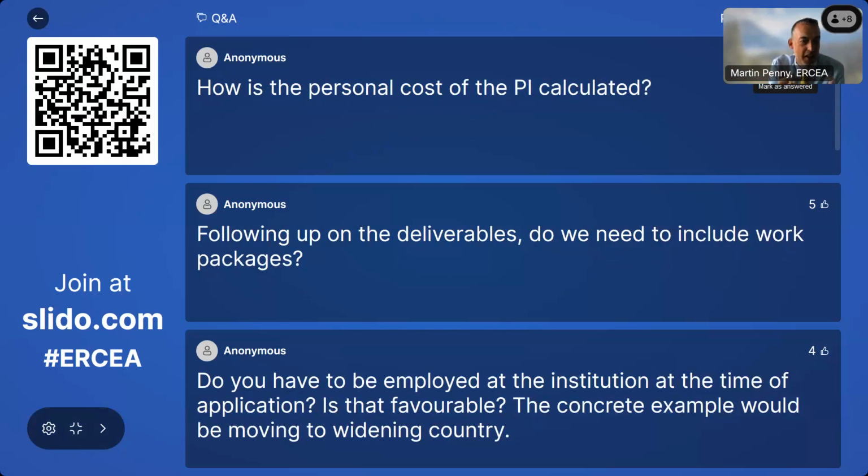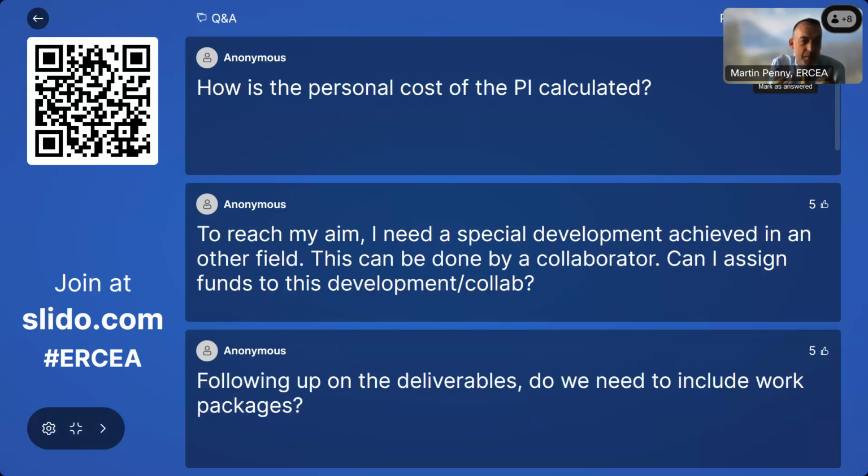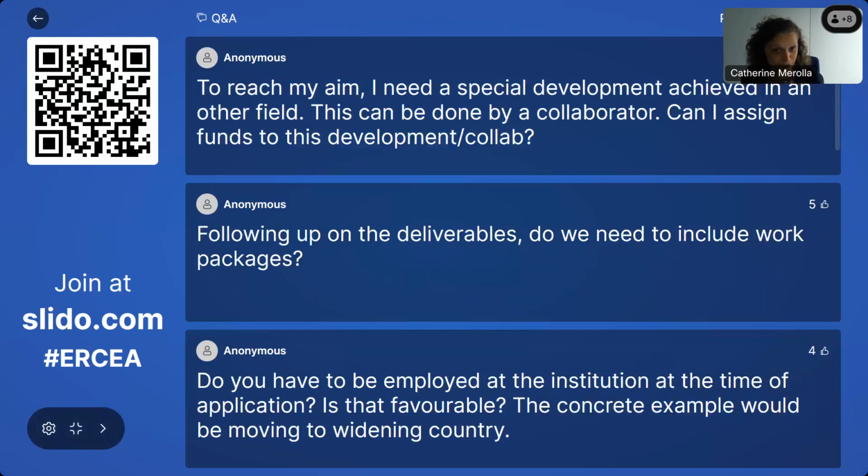Yes. The next question is very similar, Catherine. How is the personnel cost of the PI calculated? It's the same. There is no difference in personnel cost between the PI and the other staff categories. It's really gross salary plus some other elements. Please do check with your institution, and also what is written in the annotated grant agreement, because there are some specific rules for personnel cost.